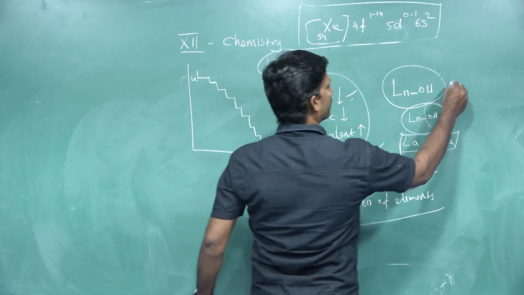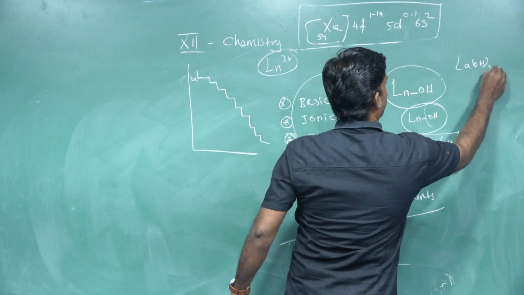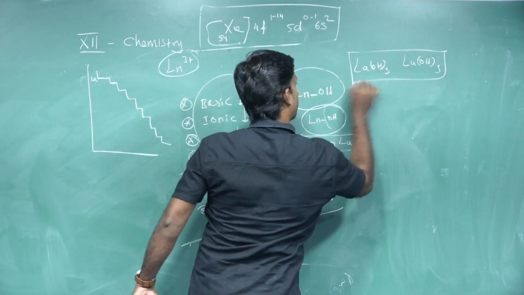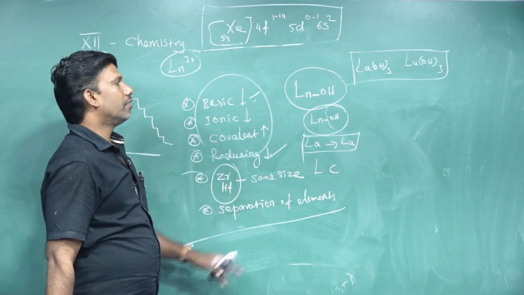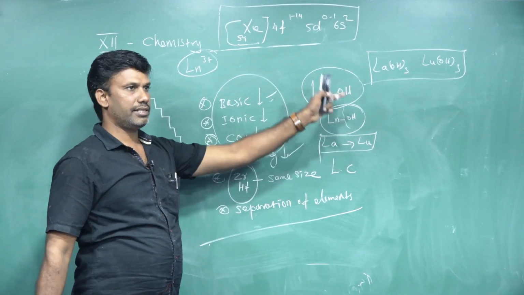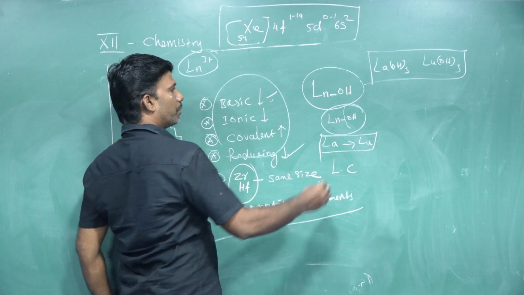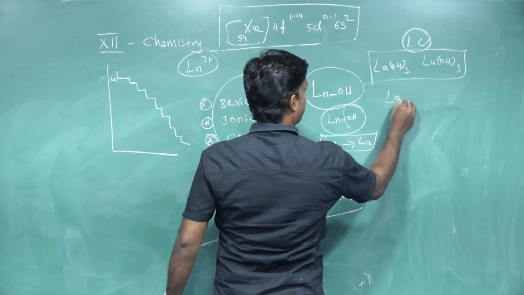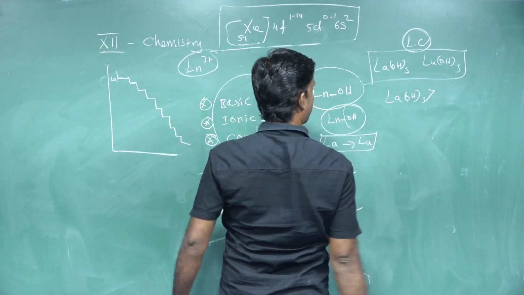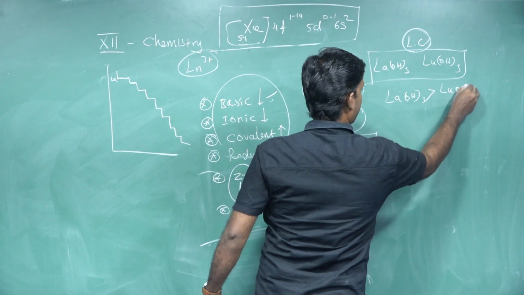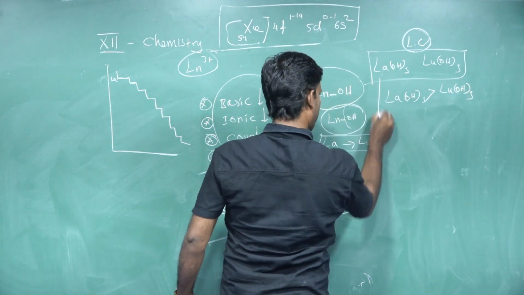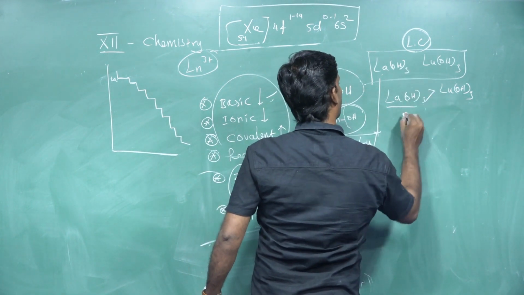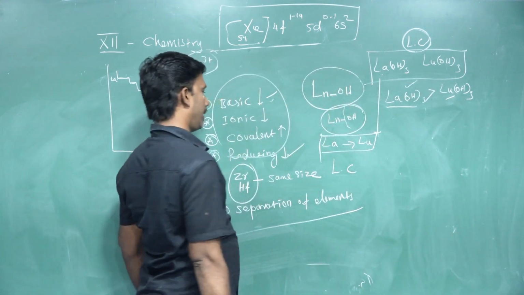For example, the question may be asked: compare the basic character of lanthanum hydroxide and lutetium hydroxide. This is a very common question. Which is more basic? Or compare the basic nature of lanthanum and lutetium hydroxide. What is the reason? Lanthanide contraction. Lanthanum hydroxide will be more basic than lutetium hydroxide, because from lanthanum to lutetium basic character decreases. So due to the lanthanide contraction, lanthanum hydroxide is more basic than lutetium hydroxide.